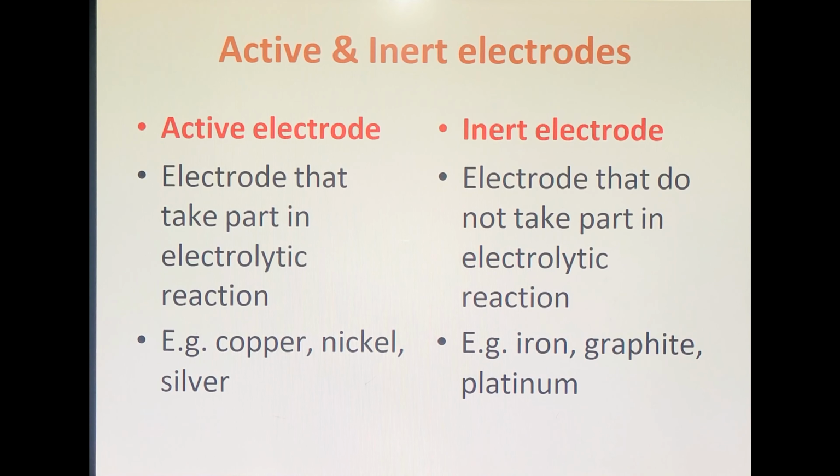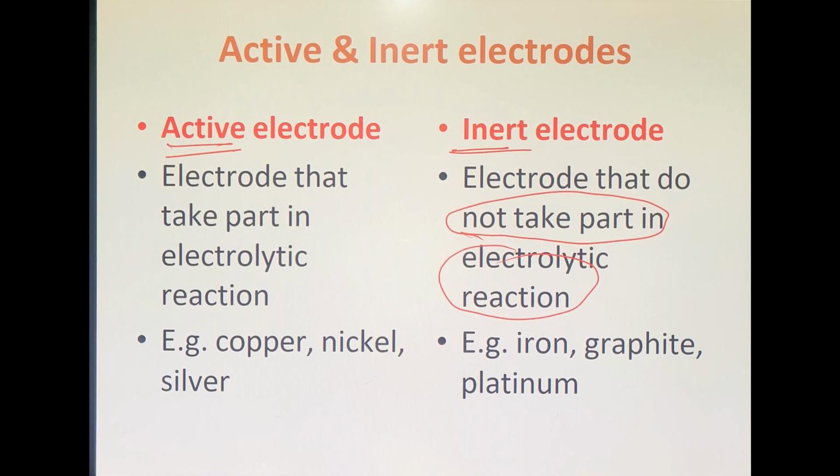One more thing that you need to remember while we are doing the electrolysis of other compounds is whether the electrode, now what I mean by the electrode, children, is the metallic plate that I have taken. There are two types of electrodes that we can take. There is one called an active electrode and there is one called an inert electrode. What is an inert electrode? From the word itself, inert, we mean that electrode which does not take part in an electrolytic reaction.